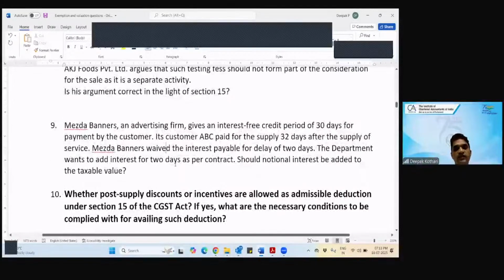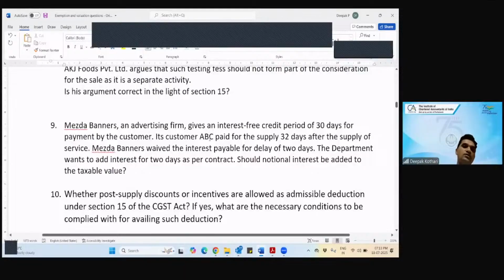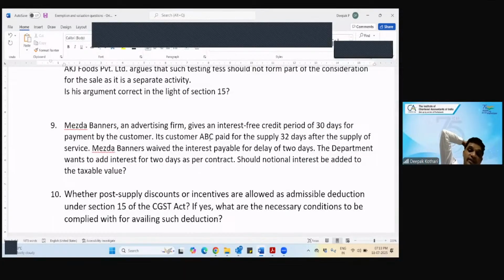Mazda Banners and Advertising firm gives an interest-free credit period of 30 days for payment to its customer. This is very interesting. Its customer ABC paid for the supply 32 days after the supply. The general term is that it gives an interest-free credit period, saying that within 30 days you pay, I will not charge you any interest. After 30 days, if you pay, I will charge you interest. Now this customer, ABC, paid 32 days after the supply of the service. But Mazda Banners waived the interest payable for the delay of 2 days.